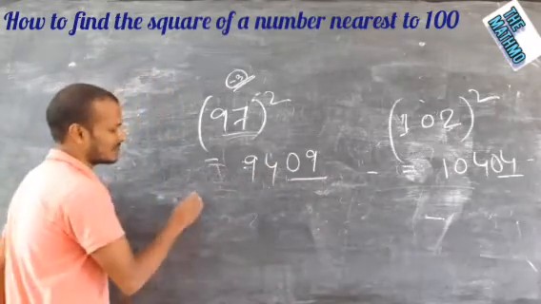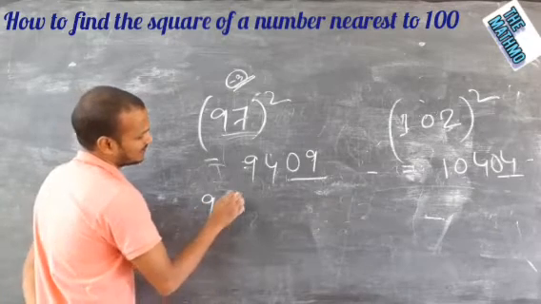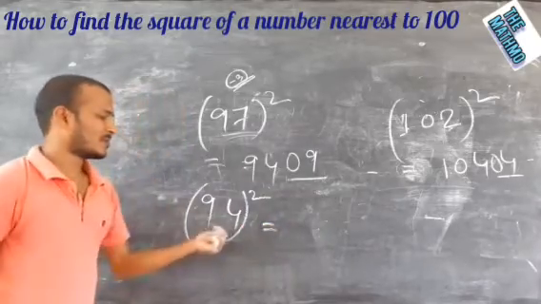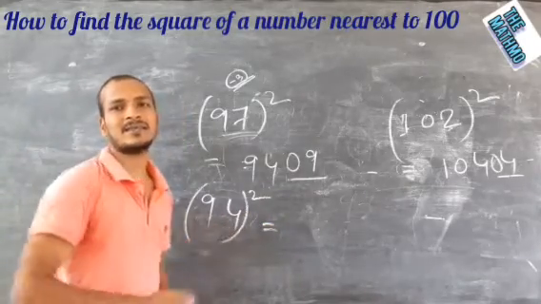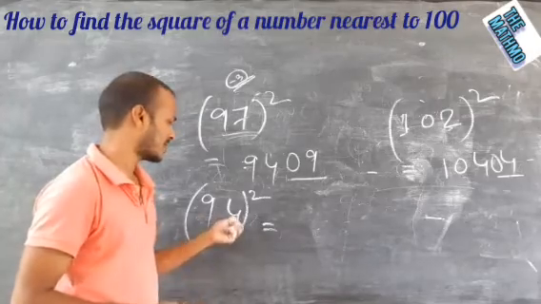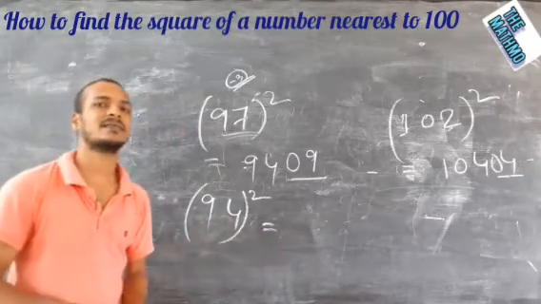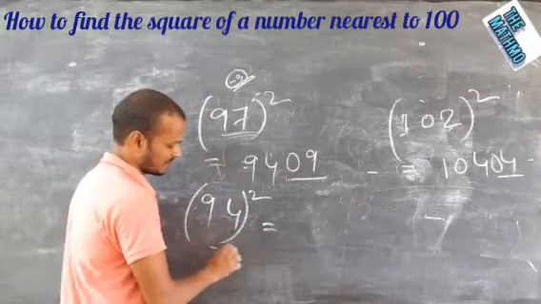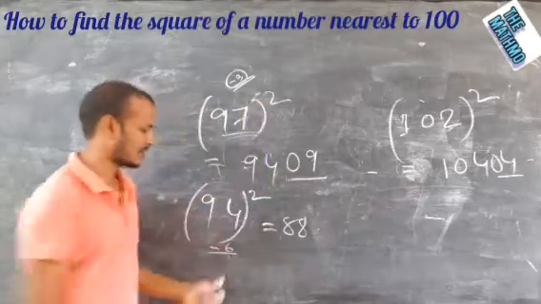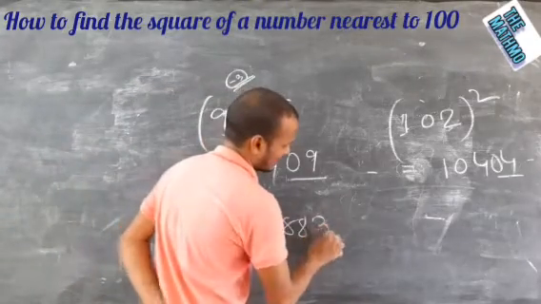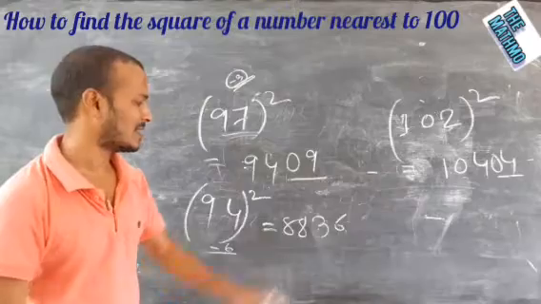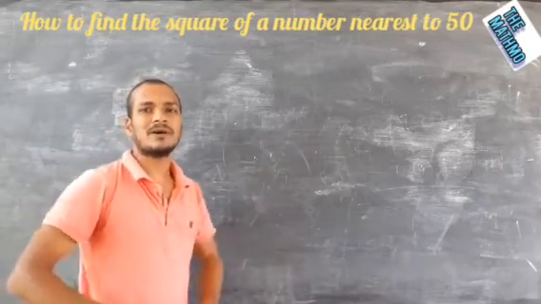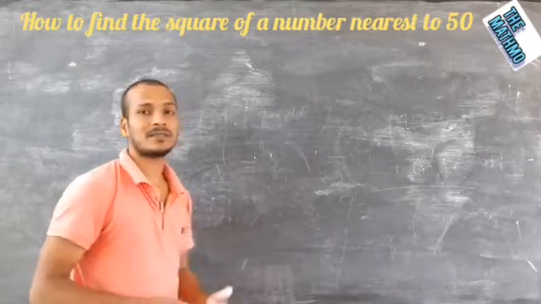Let us take one more example. Say 94 square. So what to do? How much less? It is 6 less than 100. So you have to subtract 6 from this number. Subtract 6 from this number, you get 88. And the square of 6 is 36. So your answer is 8836.